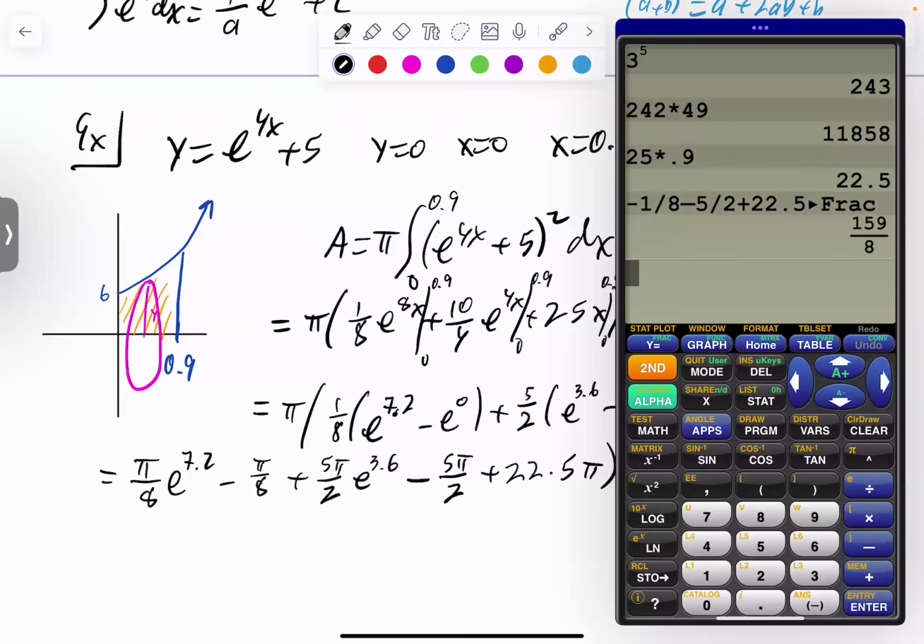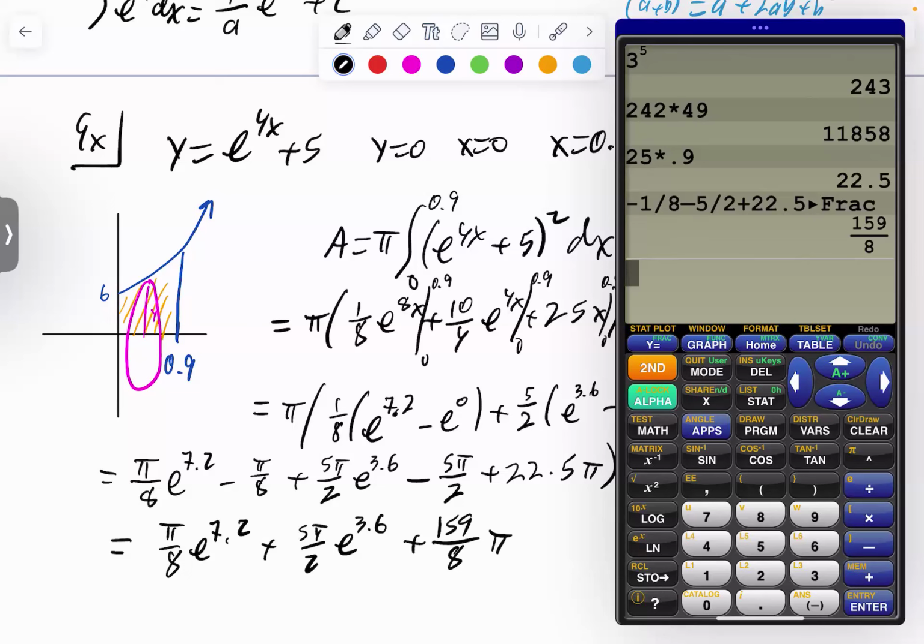So that's going to give us pi over 8 e to the 7.2 power plus 5 pi over 2 e to the 3.6 power plus 159 over 8 pi. We could probably clean that up a little, but I think we're good. So I'm just going to leave it like that.